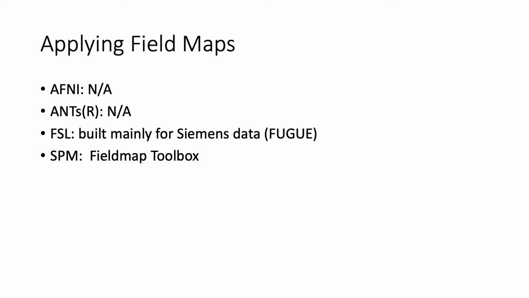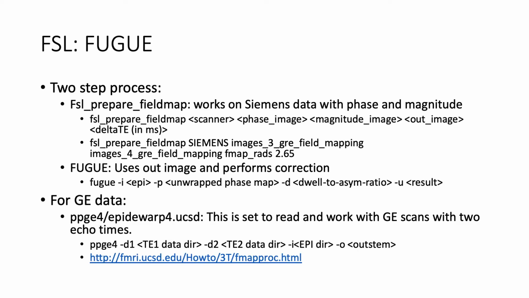But most of the time when people use field maps, they're going to use probably an FSL program or an SPM program. And the FSL one is called Fugue. I haven't used it myself, but it's a program where you acquire your field map scans, and then you merge them into a file, and then you can help correct for that distortion.